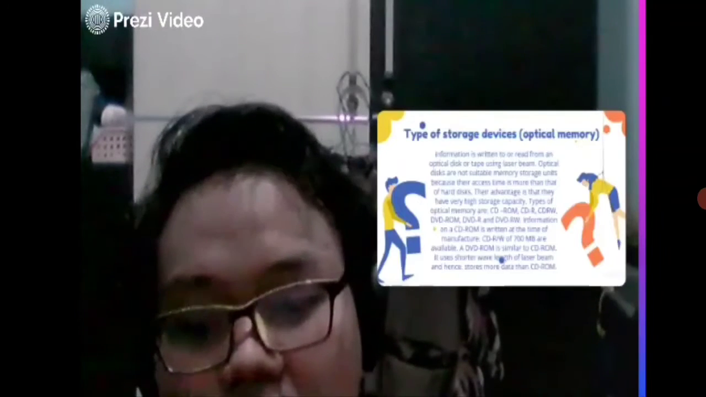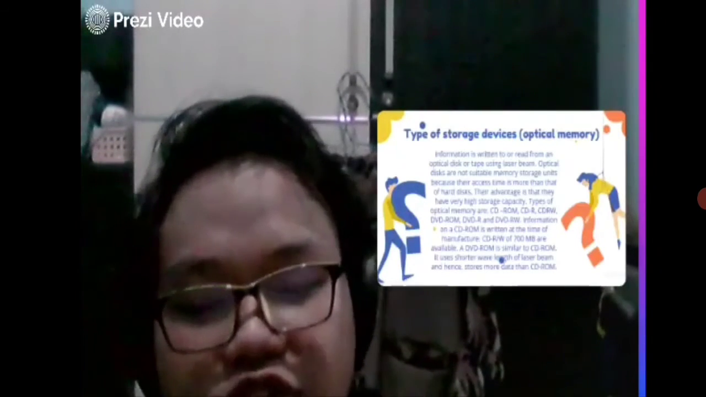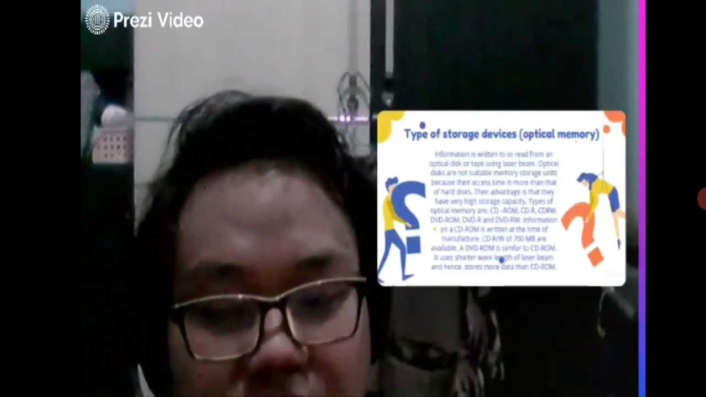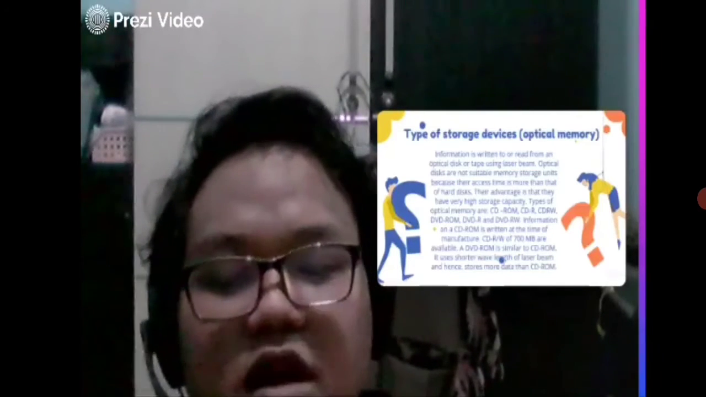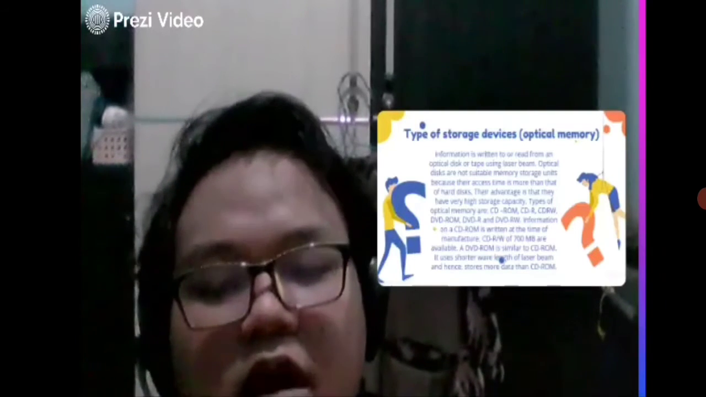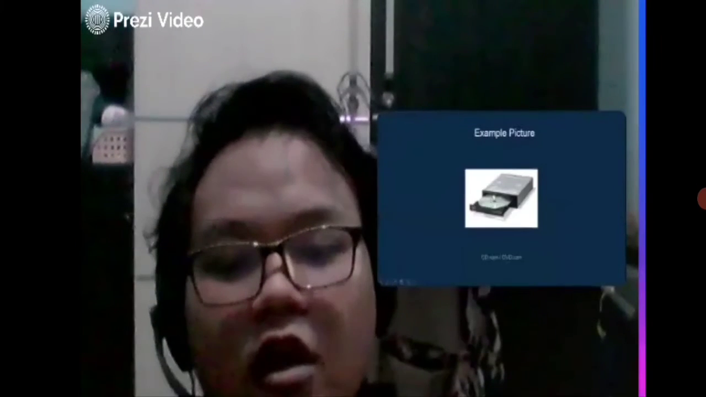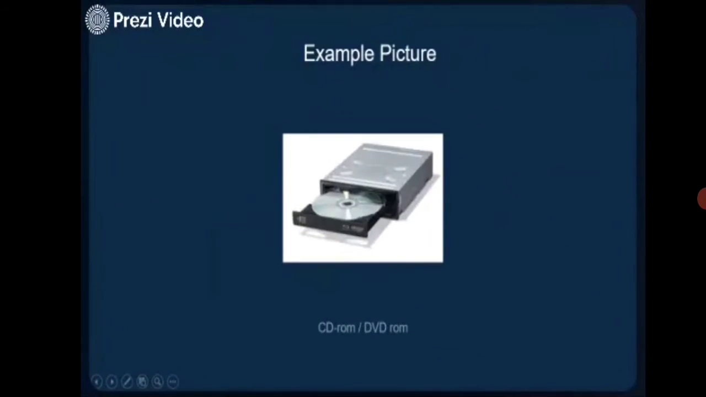Information on a CD-ROM is written at the time of manufacture. CD-RW discs of up to 700 megabytes are available. A DVD-ROM is similar to a CD-ROM. It uses a shorter wavelength of laser beam and hence stores more data than a CD-ROM. Okay, you can see the example pictures of the CD-ROM or DVD-ROM.